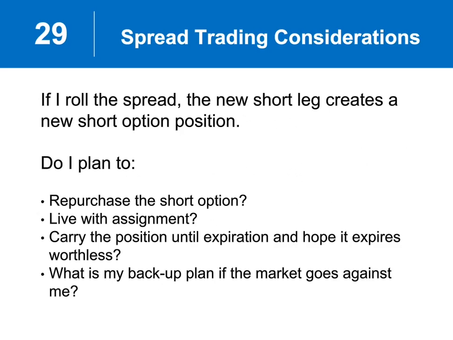And again, with rolling the leg, if I roll the spread, the new short leg creates an open short position. We are short a call option again. So the questions remain: do I plan to repurchase that short leg? What if I'm assigned? Should I carry the position until expiration and hope it expires worthless? And what is my backup plan if the market goes against me?